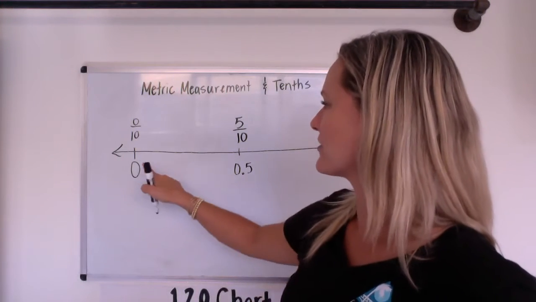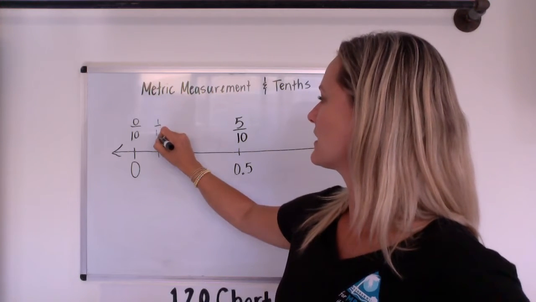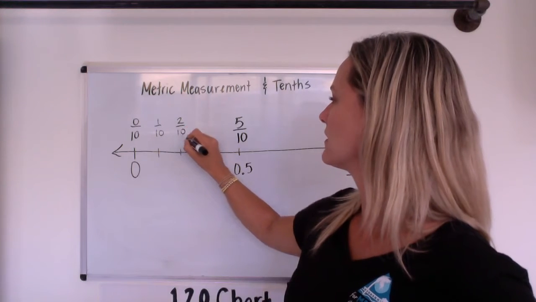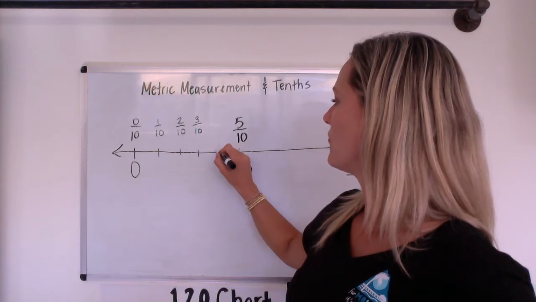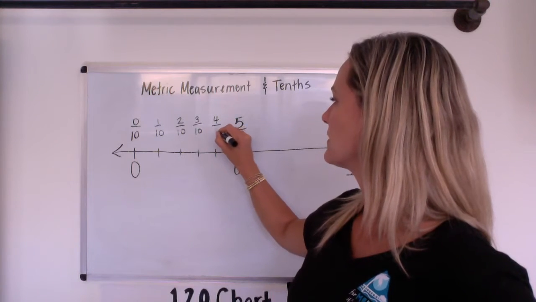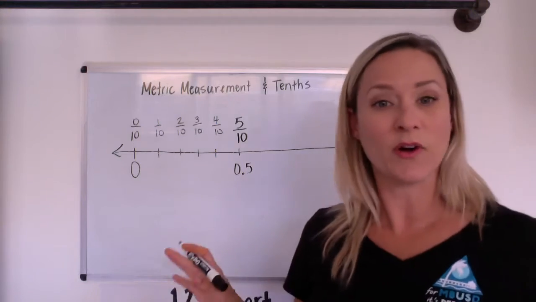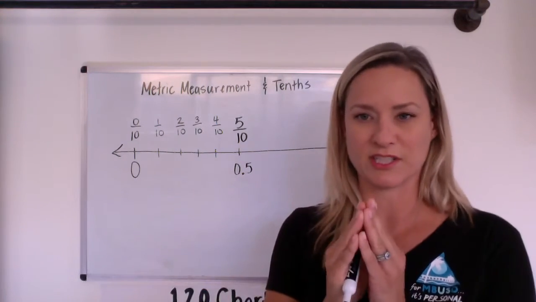So let's count together. 0 tenths, 1 tenth, 2 tenths, 3 tenths, 4 tenths, 5 tenths. Okay, so it looks like I got these placed about a similar distance, so I think I did okay on that.